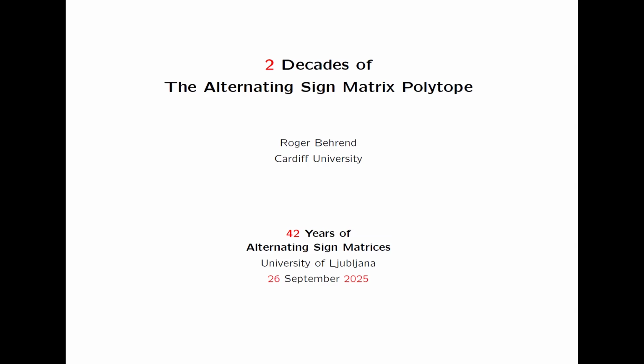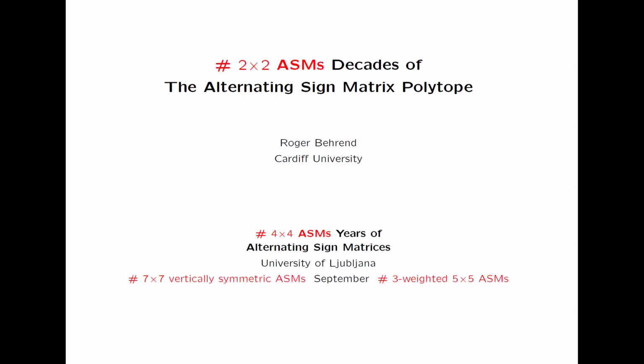So 2 is the number of 2 by 2 ASMs. 42 is the number of 4 by 4 ASMs. 26 should be familiar to many of us as the number of 7 by 7 vertically symmetric ASMs. And 2025 is the number of 3 weighted 5 by 5 ASMs. So if you take each 5 by 5 ASM and weight it by 3 to the power of the number of -1s. So that's that.